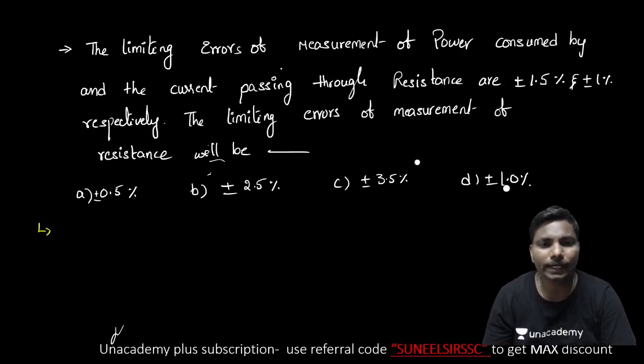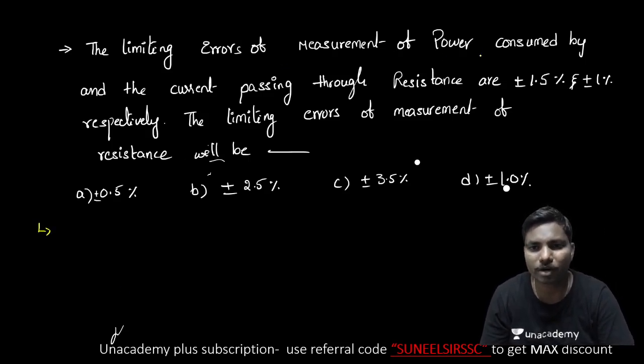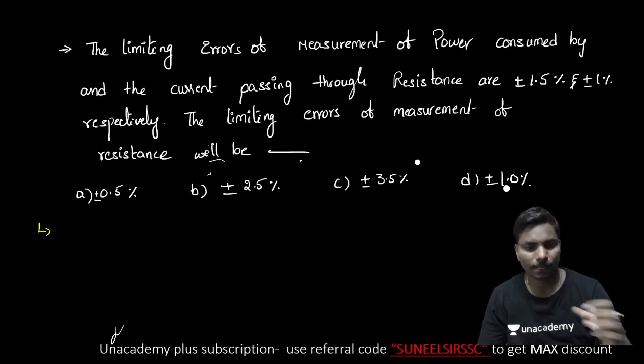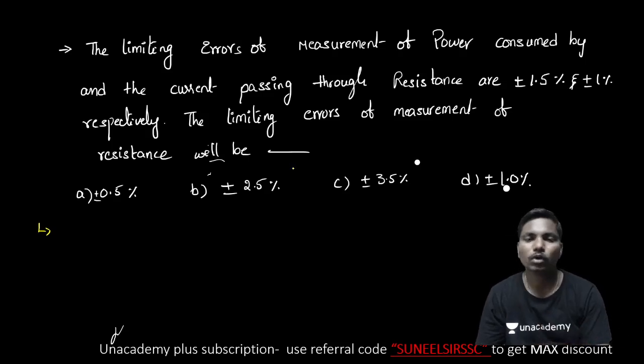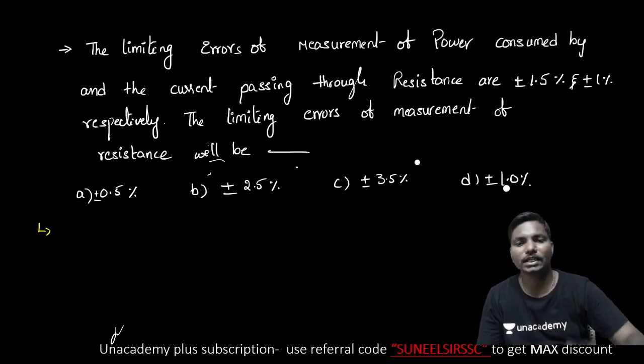The limiting errors of measurement of power consumed by and the current passing through the resistance are plus or minus 1.5% and plus or minus 1% respectively. The limiting errors of measurement of resistance will be dash. What I said previously in the previous session, you have to pause the video. Try yourself. After that, check with my answer.